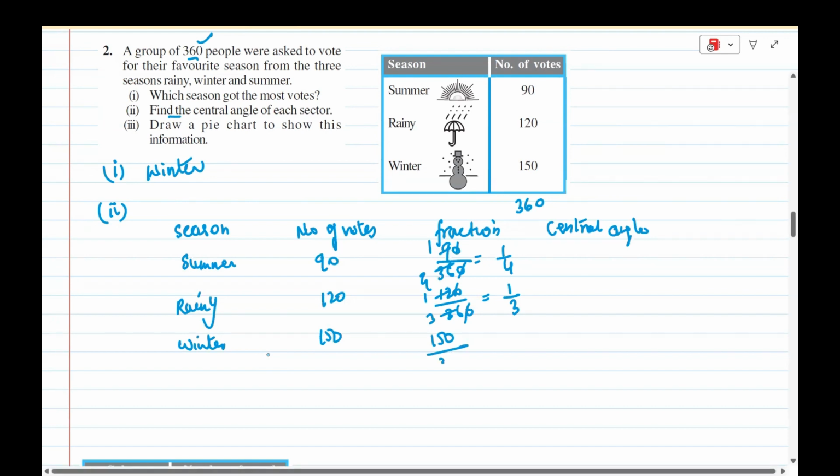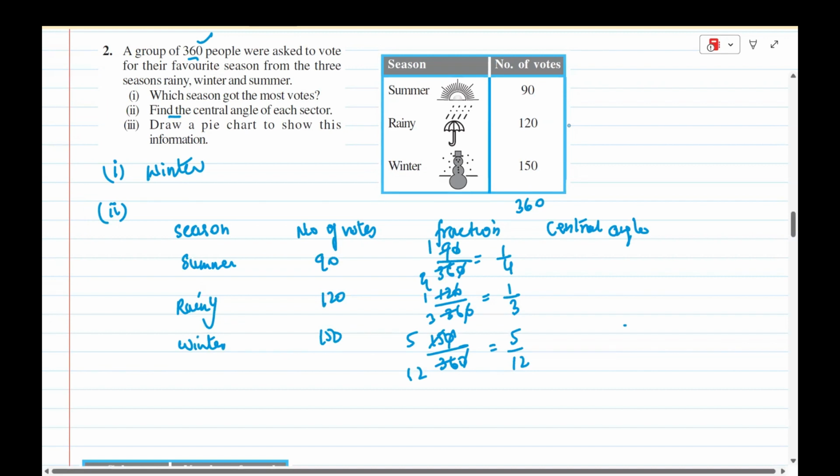Here 150 divided by 360, which is how much? Cut the zeros. Then out of 3 you can cut. 3 fives are 15 and 3 twelves are 36, means 5 by 12.